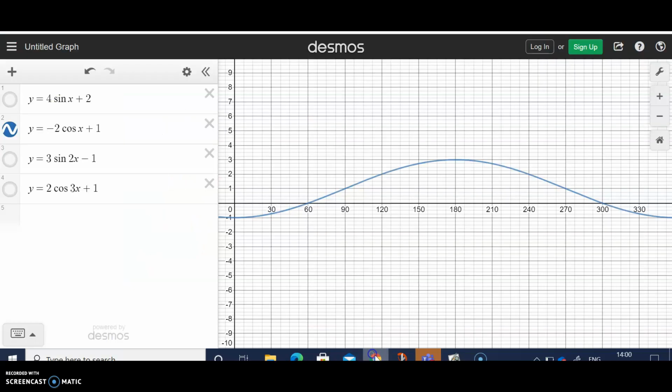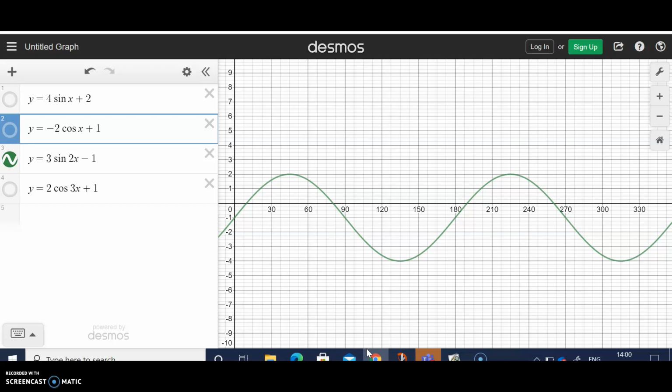I'll show you this one. That one. There we go. So starting here at -1, going up to 2, round and down, finishing back here at -1 at 180, which is the period of the graph, and then doing the same again to 360 degrees.